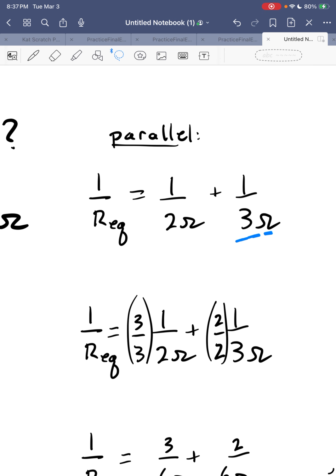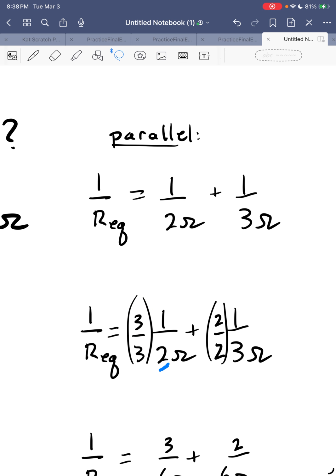There's no common denominator between 2 and 3 because they're such small prime numbers, but the product of 2 times 3, 6, could be a common denominator. How can we get there? Well, if I multiply 2 by 3, I'll get 6, and if I multiply 3 by 2, I'll get 6. So what I'm going to do is take this fraction here, 1 over 2 ohms, and multiply it by 3 over 3. I'm allowed to do that because I'm just multiplying it by 1, and 1 doesn't actually change the value, but it will change the form of this.